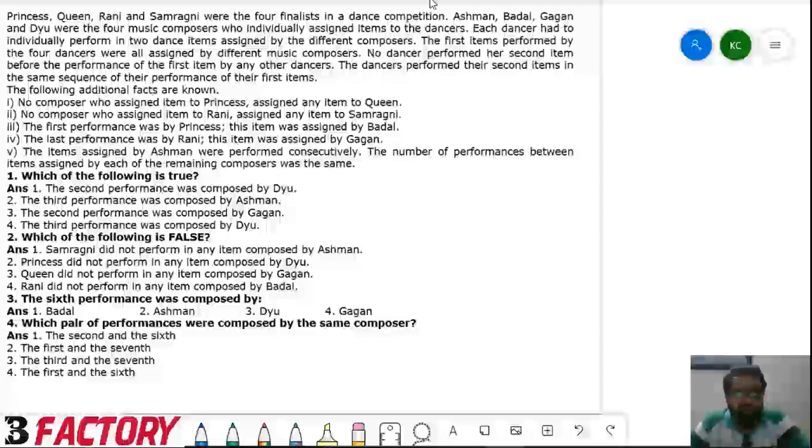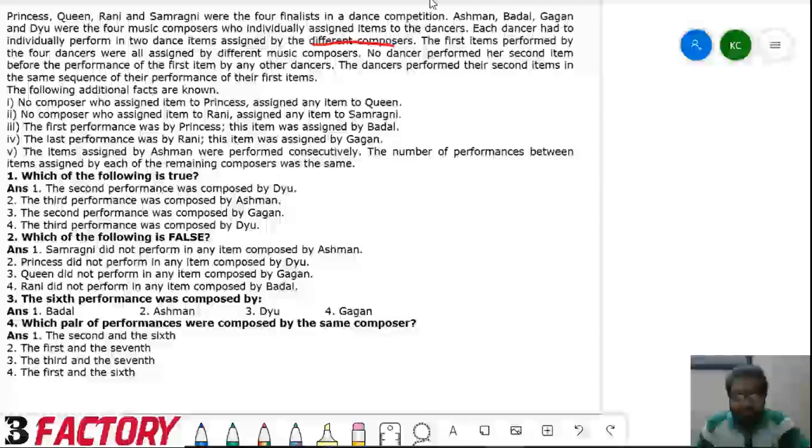Princess, Queen, Rani, Samragni were four finalists in a dance competition. Ashman, Badal, Gagan, Dyu were four music composers who individually assigned items to the dancers. Each dancer had to individually perform in two dance items assigned by different composers. So this is important, different composers. First items performed by the four dancers were assigned by different music composers.